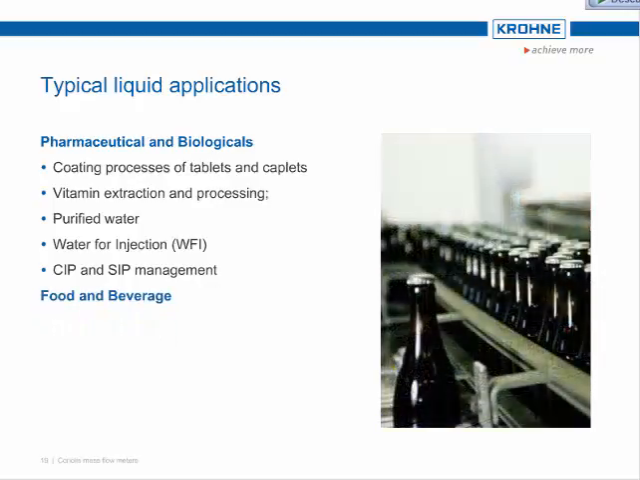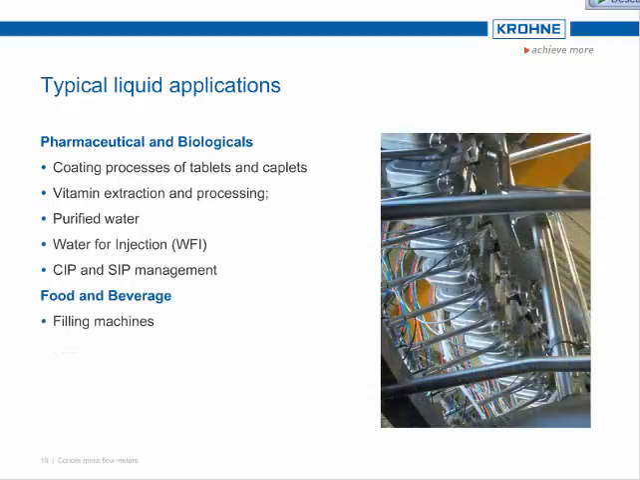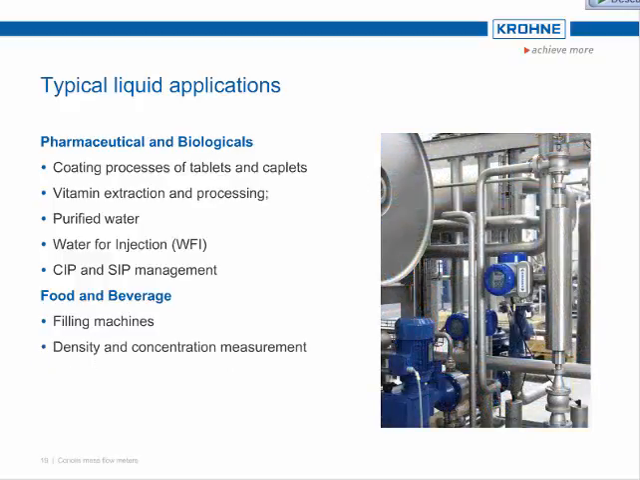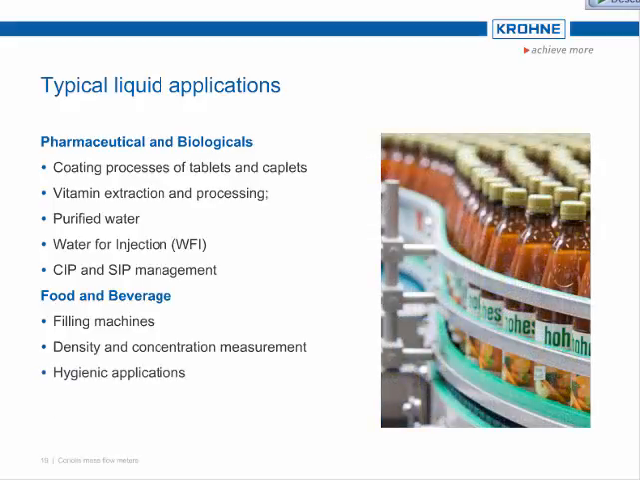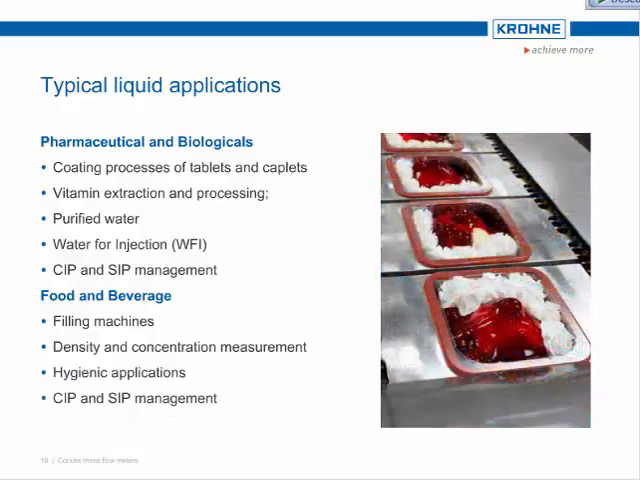Another key sector is the food and beverage industry, especially for filling machines and batch processes. Also for accurate density and calculated concentration measurement for quality and process control. Mass flow meters offer options for hygienic and sanitary applications. Mass flow is also used for CIP and SIP management.